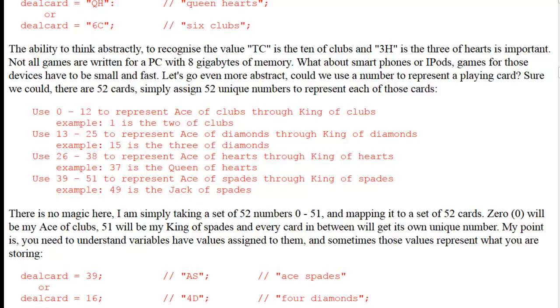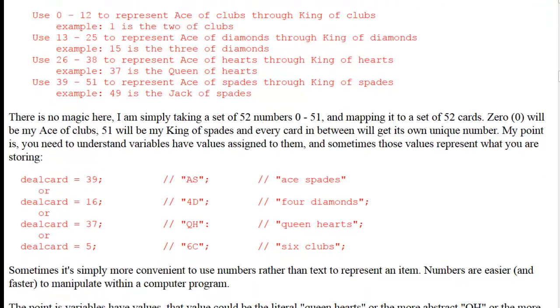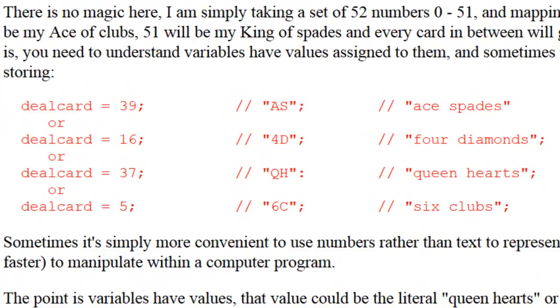My point is, you need to understand variables have values assigned to them, and sometimes those values represent what you're storing. So I can say deal card equals 39, and this would be the ace of spades. Or I could say deal card equals 16, which represents the 4 of diamonds. Or deal card equals 37, which is the queen of hearts. Or deal card equals 5, which is the 6 of clubs.